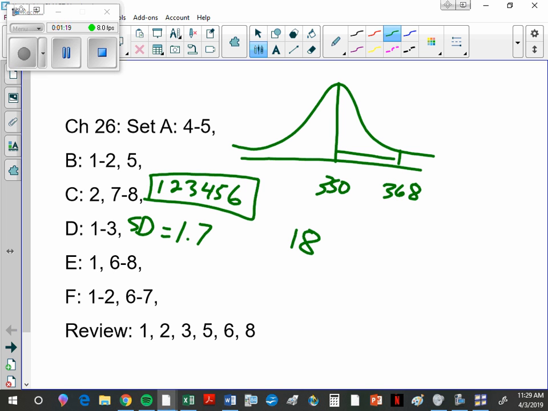Now I need to multiply that by the square root of 100. Why multiply? This is a sum. So we use the SE for a sum. So I'm going to times it by 10, and I get 350 plus or minus 17.